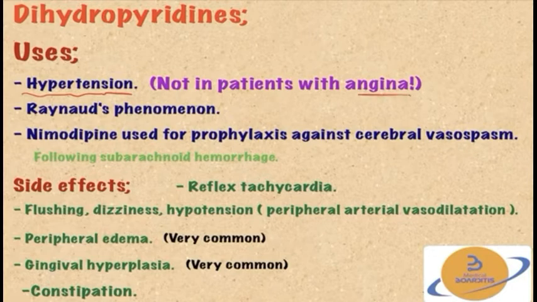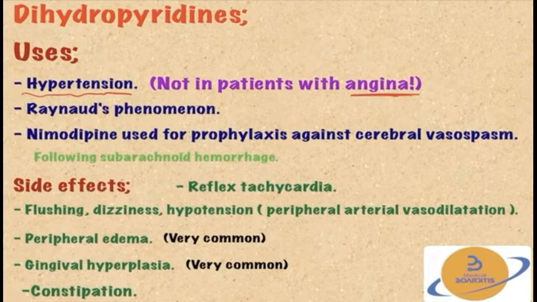So next we see the organic nitrates. These organic nitrates cause both arterial and venous vasodilation, thus decreasing the total peripheral resistance. And these organic nitrates we see in the antianginals.